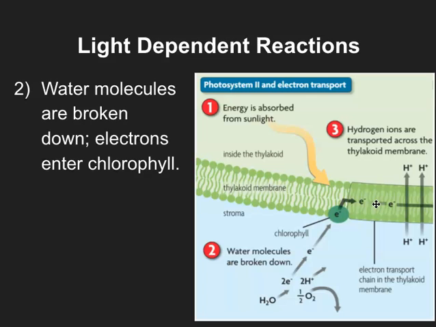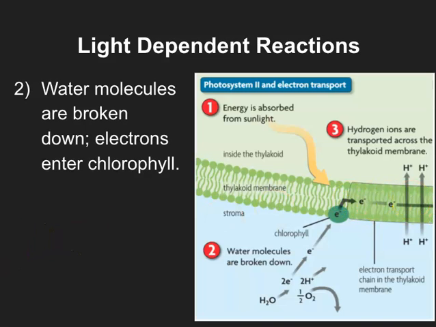So a couple of things that I want you to notice here. First of all, notice that the water, H2O, is found in the stroma. Water is broken down into its basic parts, which is an oxygen atom, two hydrogen ions, which are nothing more than protons, and two electrons. And it's these two electrons that are going to be taken up into the chlorophyll, which are then energized by sunlight. And once they have been energized, they are then going to move into the electron transport chain.